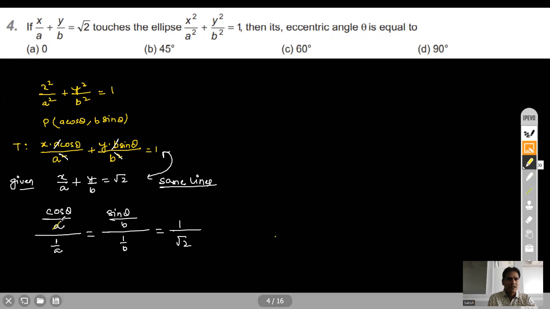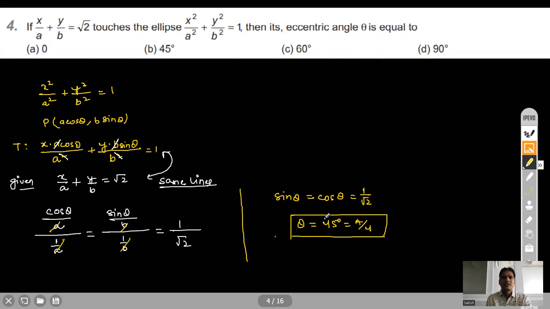Right? So this A and this 1 by A will get cancelled out. This B and this B will be cancelled out. So what we got? We got sine theta is equal to cos theta, right? And that is equal to 1 by root 2. So what does it mean? What will be the value of theta? So theta will be equal to 45 degrees, or you can say pi by 4 radian. Right? So this is what the question is asking. The question is asking to find the angle theta, this eccentric angle theta. So this will be our value of theta.